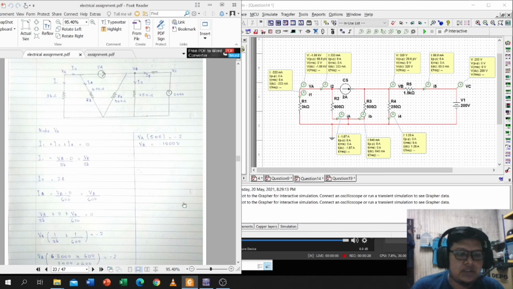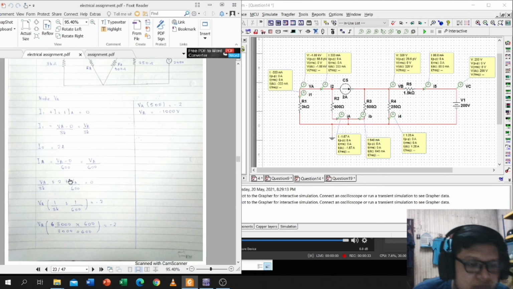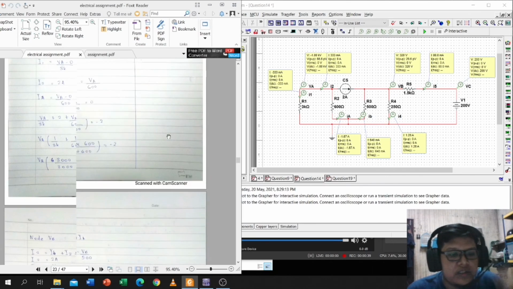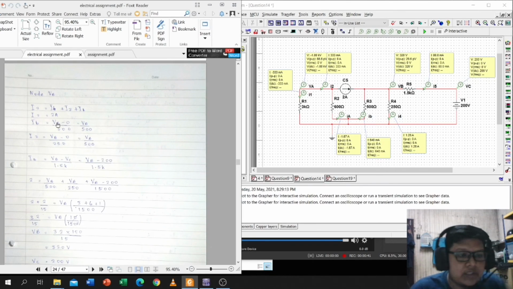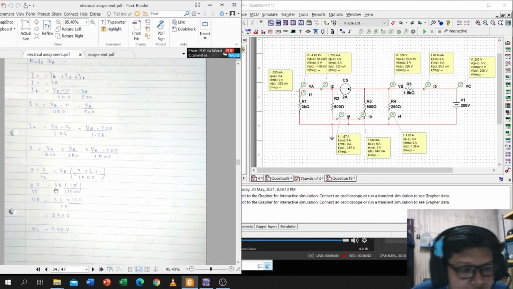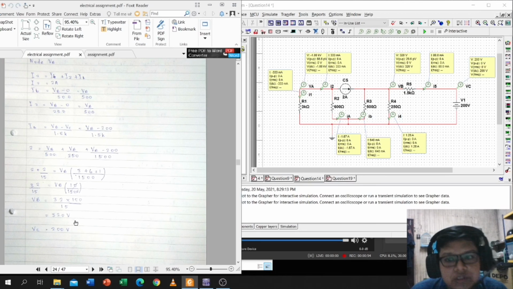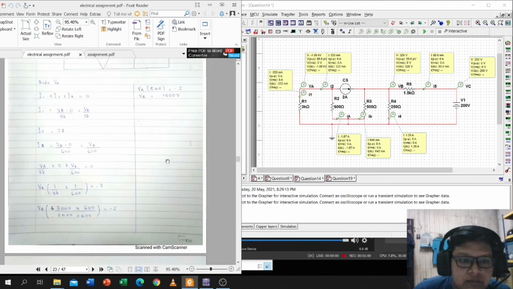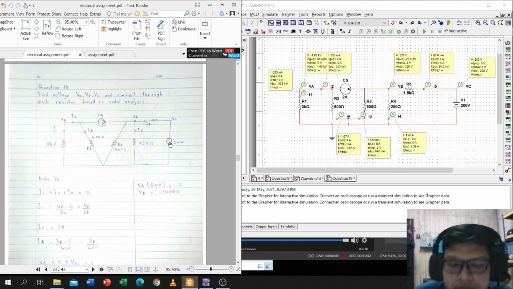So the calculation here is, first we apply KCL for VA, and we get VA equal to negative 1000 volt, and then we go to VB, we apply KCL for VB, which is I plus I3 plus I4. So solve the equation, and we get VB equal to 320 volt, and VC, we know that this is 200 volt.